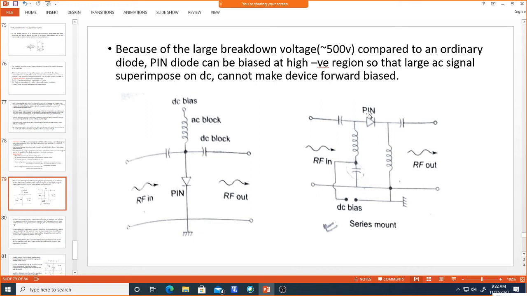And here you can see the PIN diode can be used as a series element also. Whenever the RF input is given, without the DC bias here, the RF signal flows across the circuit and produces the RF output. So this PIN diode is used for detecting purposes in the series configuration.